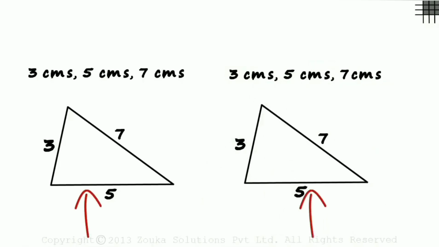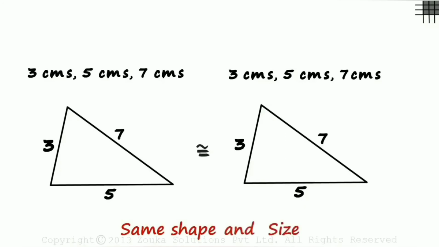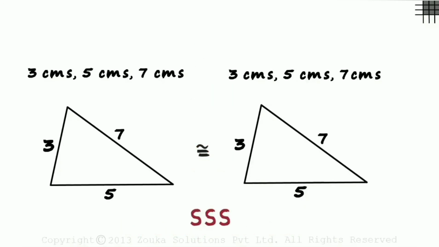These two triangles will surely be congruent. If you try constructing them in your notebook, you will see that they will be of the same shape and size. That's your SSS condition. If 3 sides of a triangle are respectively equal to the 3 sides of another triangle, the triangles will surely be congruent.